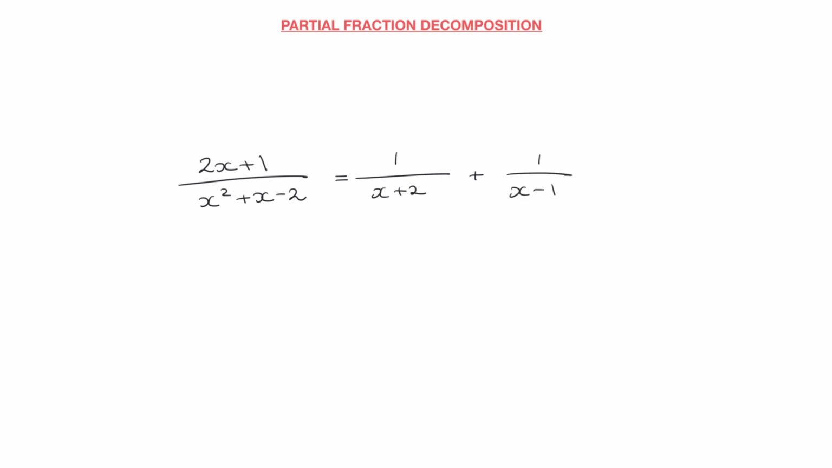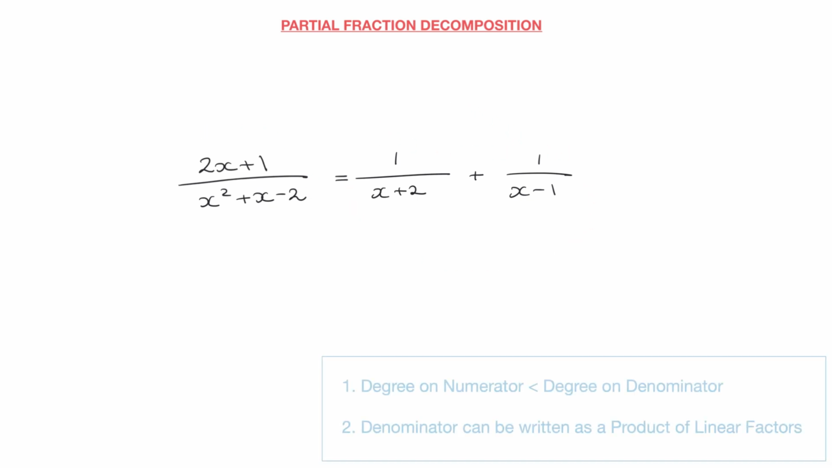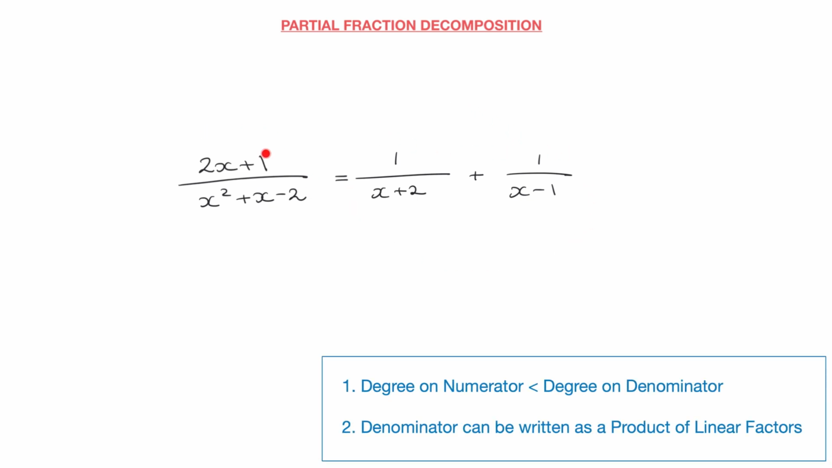But before I work through 3 examples, let me point out 2 important conditions that need to be met for us to be able to write a fraction like this one in this format here. Here they are. First of all, the degree of the polynomial on the numerator needs to be less than the degree of the polynomial on the denominator. And the second condition that's important and needs to be met is that the polynomial on the denominator can be written as a product of its linear factors.